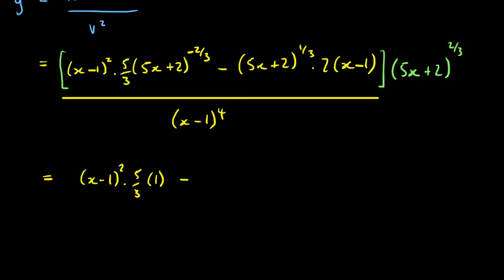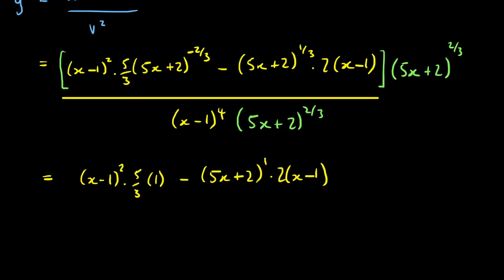And a third plus 2/3 is 1. So that guy is 5x plus 2 to the power of 1 times 2 bracket x minus 1. Now, we need to remember, if we multiply the entire top by 5x plus 2 to the power of 2/3, we've also got to multiply the bottom. Why is that? Because we've got equivalent fractions. So whatever I multiply on the top, I've also got to multiply on the bottom.